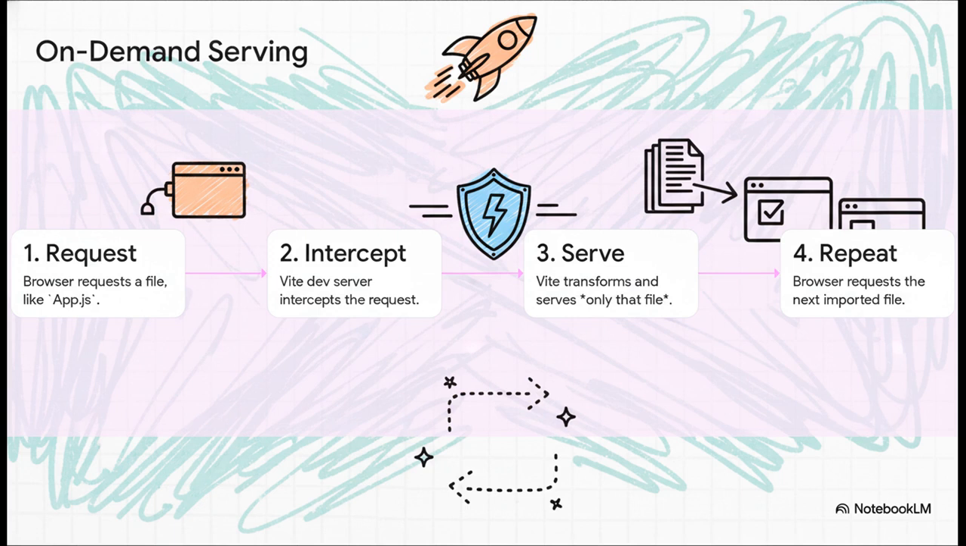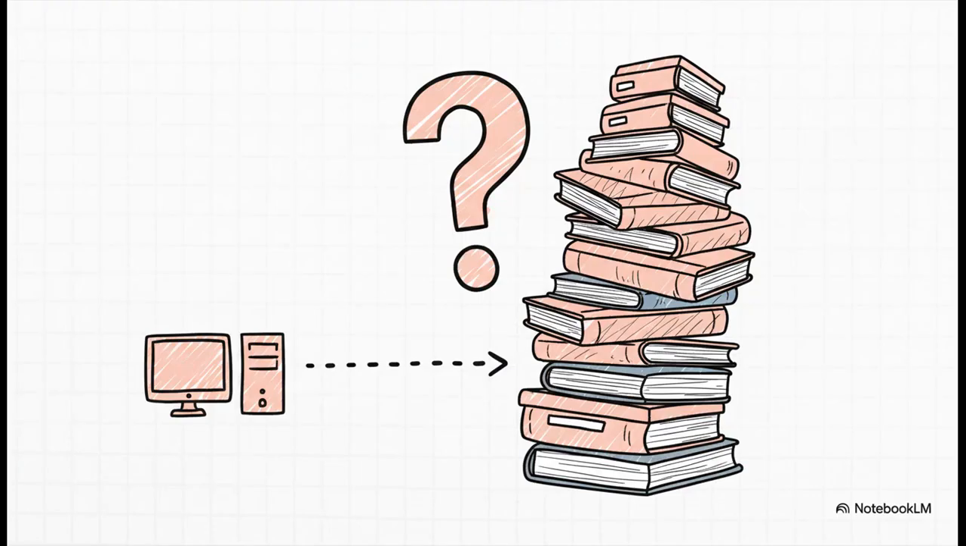Then your browser looks at that piece and says, okay, to make this work, I need these other pieces, and it asks for those. VITE serves them up one by one, and the whole cycle just keeps repeating. All on demand, all at lightning speed. Okay, that makes a ton of sense for the code I'm creating, the stuff that changes all the time. But what about all those huge pre-built tools and libraries that I'm using, the parts that basically never change? Wouldn't they just slow everything down?